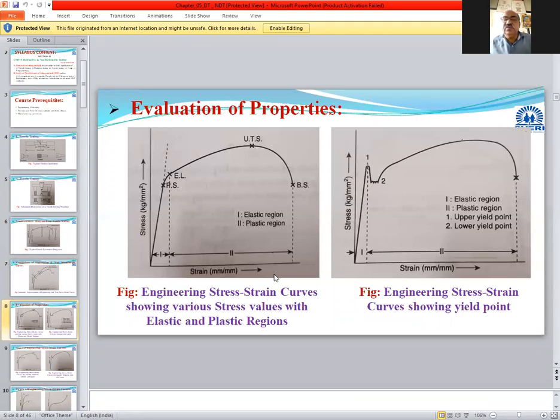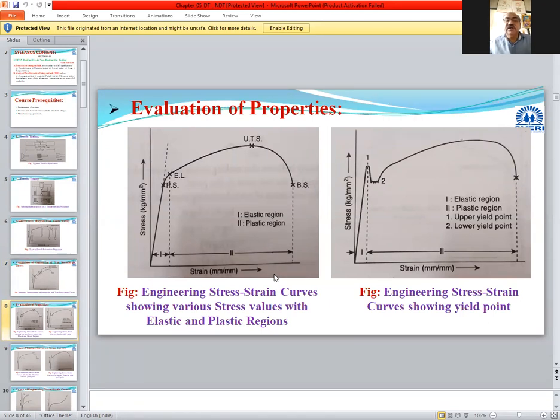Two types of yield points are there, upper and lower yield point. So corresponding to the yield point, yield strength will be there, and corresponding ultimate strength at the ultimate tensile point is there, and the last one is fracture strength.